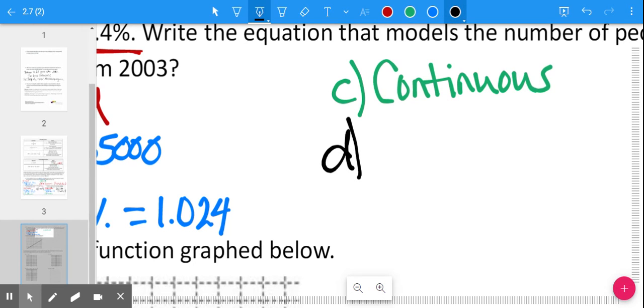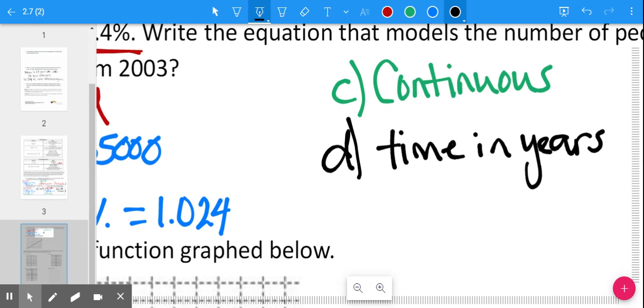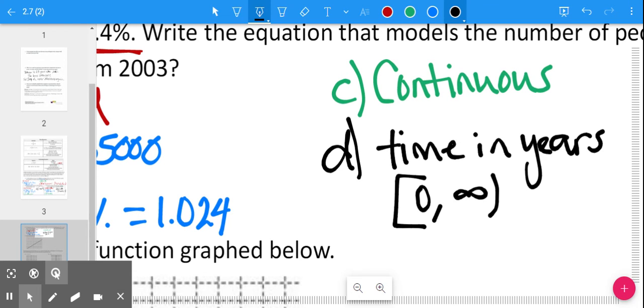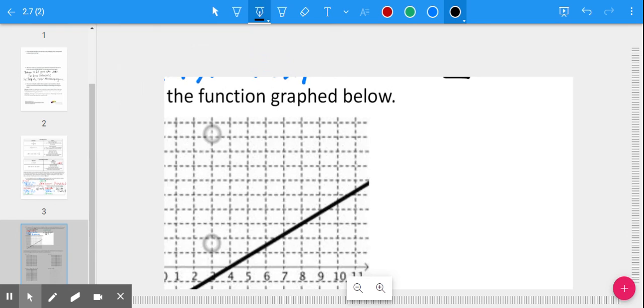And D, the domain, would be the time in years. And that would take you from 2003 forward. So 2003 would be your 0 year onward. So your 0 until infinity. Because you can touch 0, 0 as a value in this situation, you use the hard bracket. You cannot reach infinity, so it's a parentheses. All right, on to the next one.